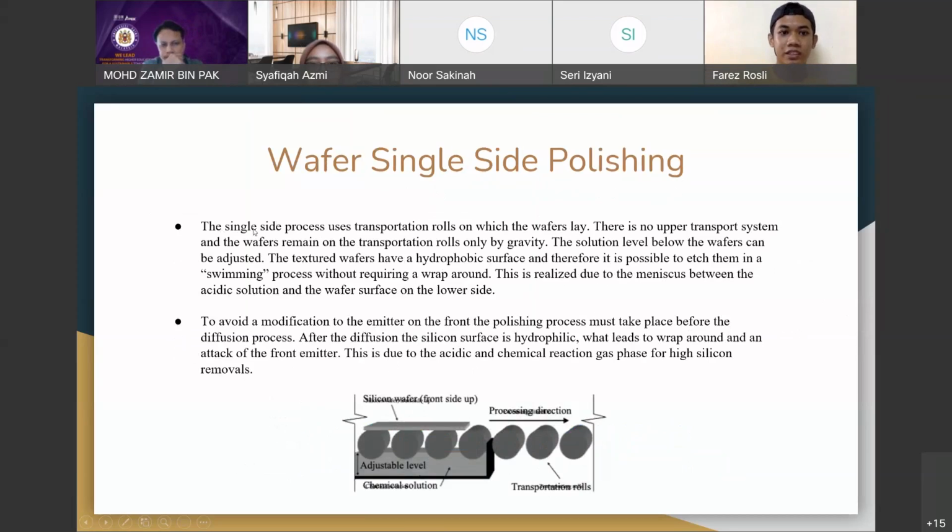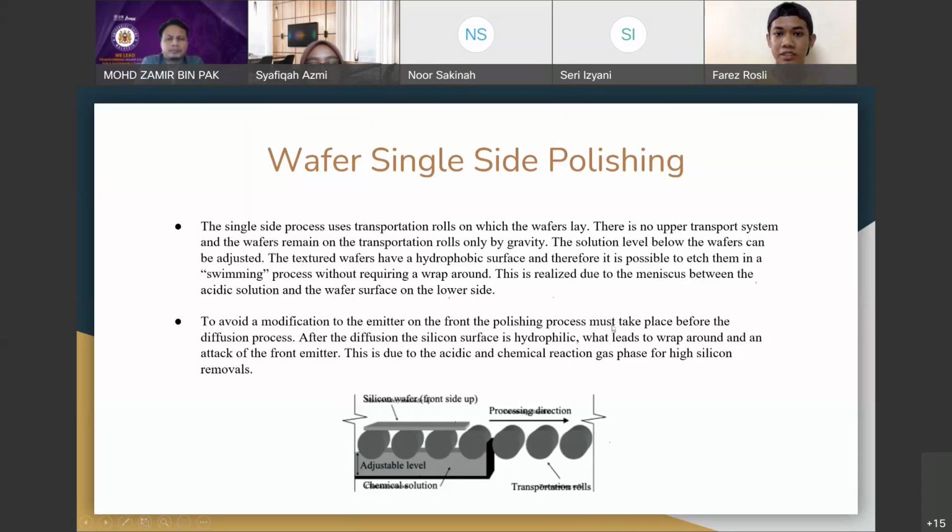The wafer single side process uses transportation rolls on which the wafer lies. There's no upper transport system, and the wafer remains on the transportation rolls only by gravity. So the solution level below the wafer can be adjusted. The textured wafer has a hydrophobic surface, and therefore it is possible to etch them in a swimming process without requiring a wrap around. This is realized due to the meniscus between the acidic solution and the wafer surface on the lower side.